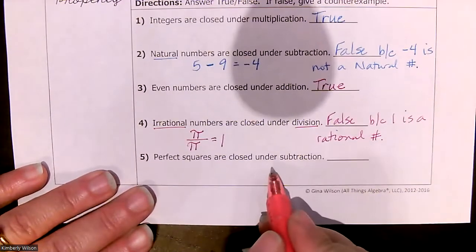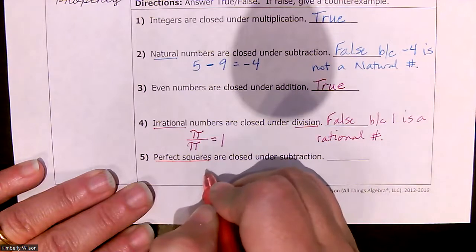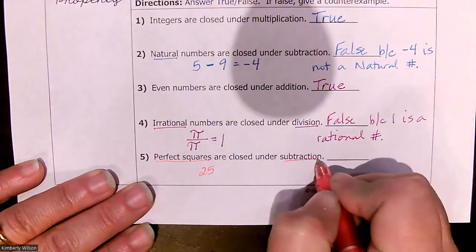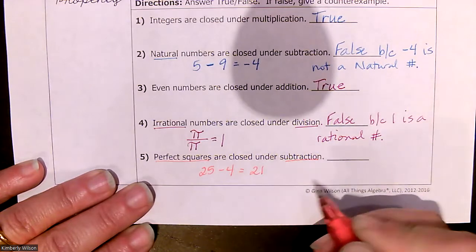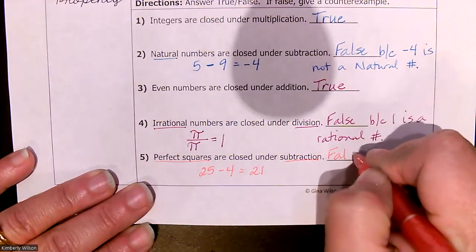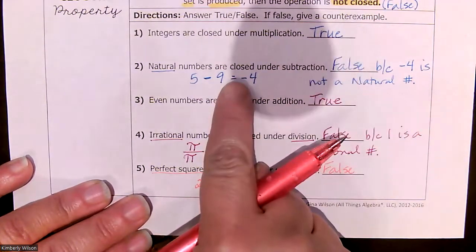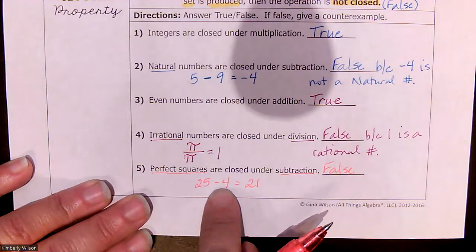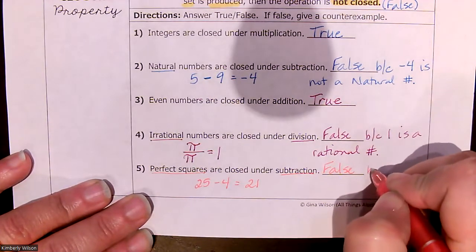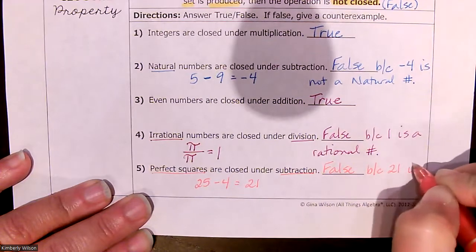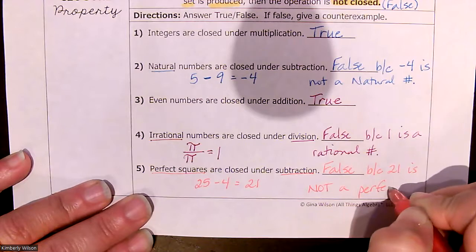And perfect squares are closed under subtraction. Okay, well, perfect squares, that would be like 25, and I'm doing subtraction. So 25 minus 4, well, that equals 21. But 21 is not a perfect square. So this is false. And here's our counterexample, because it asks us to give a counterexample, which was what I have done every time it has been false. When it's true, I don't have to provide an example. False because 21 is not a perfect square.